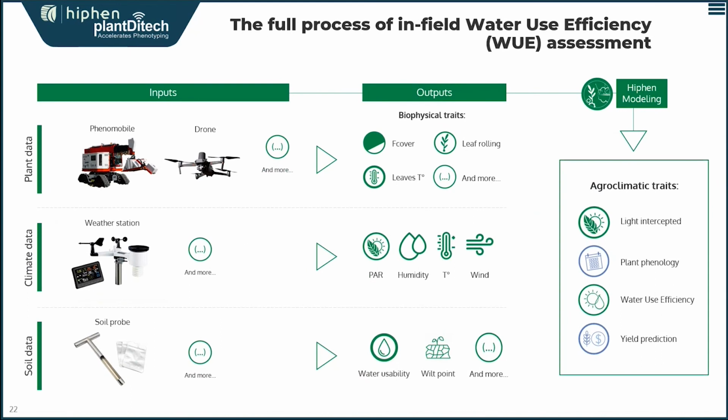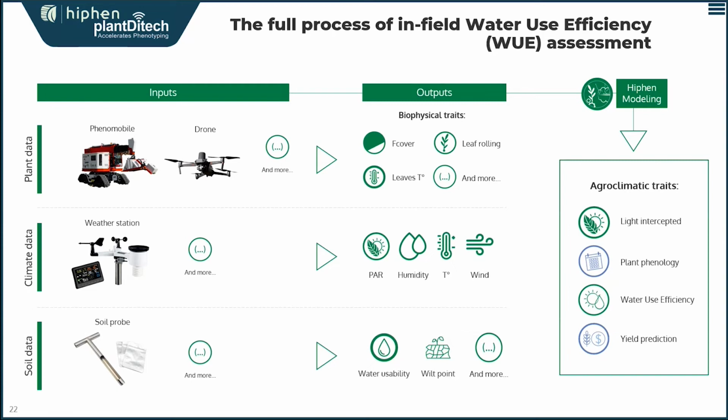So first, what I think is important to mention is nowadays we arrived at the maturity to be able to evaluate agroclimatic traits. What are agroclimatic traits? Agroclimatic traits are traits that combine at the same time plant data recorded by drones, phenomobiles, or other sensors that take data in the field with climatic data like weather stations and soil data, soil probes, etc. And mixing them together allows you to get agroclimatic traits.